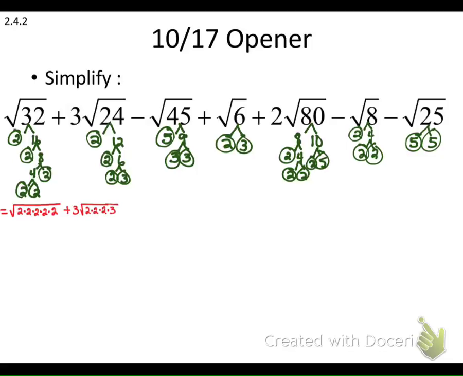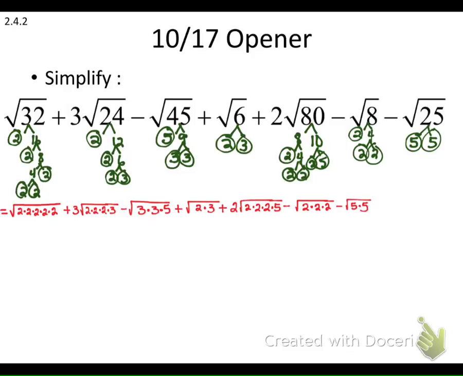Okay. And minus square root 3 times 3 times 5. Okay. Then plus square root 2 times 3. Okay. Then plus the 2. Nice. Square root 2 times 2 times 2 times 2 times 5 minus square root 2 times 2 times 2 minus square root 5 times 5.